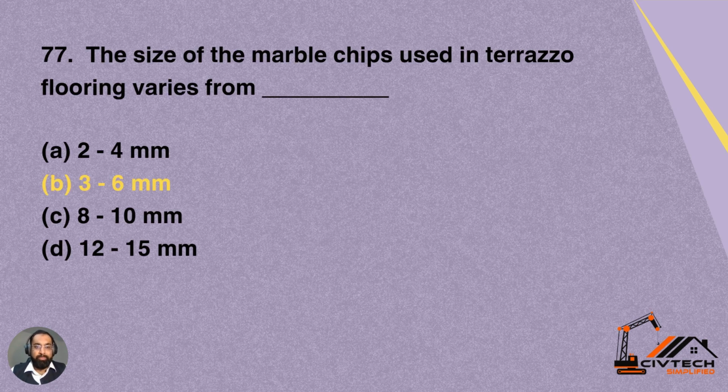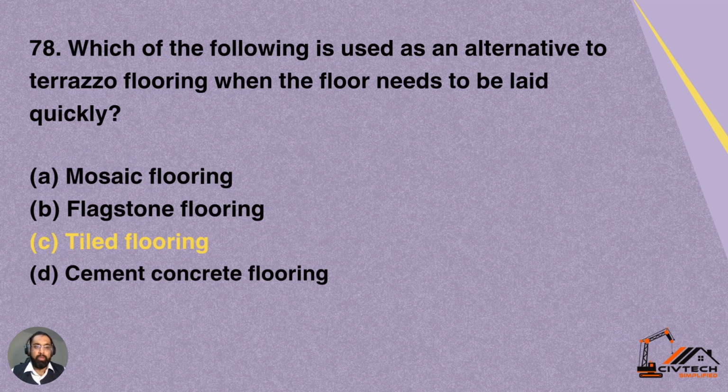Question 77. The size of marble chips used in terrazzo flooring varies from. So what should be the range in which marble chips are used during terrazzo floor laying? Option A is 2 to 4 mm. Option B is 3 to 6 mm. Option C is 8 to 10 mm. Option D is 12 to 15 mm. So the correct option for this question is B, which is 3 to 6 mm. The size of marble chips used in terrazzo flooring varies from 3 to 6 mm.